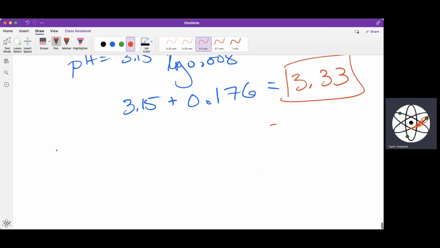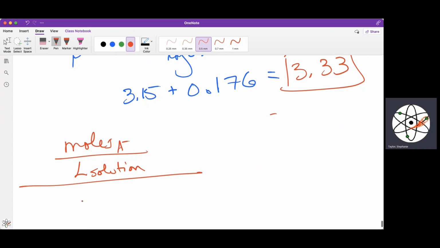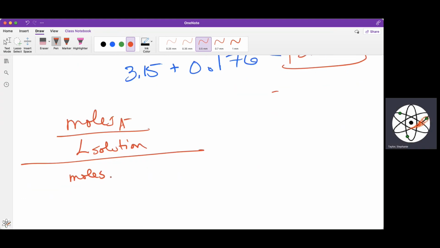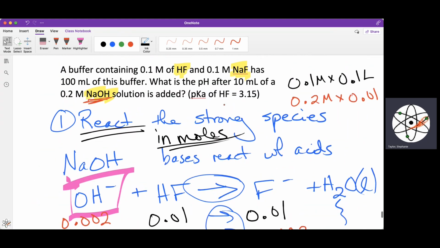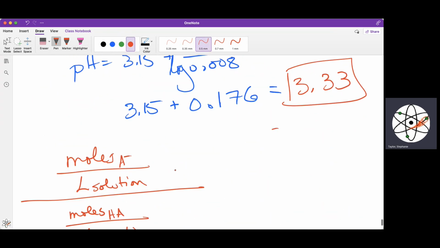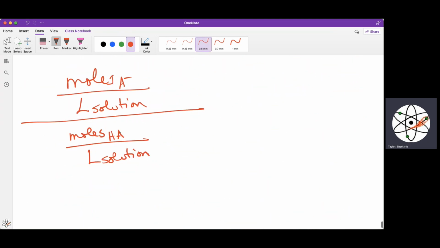For those of you that haven't seen it before, when we're doing this, this is basically the moles of A minus divided by liters of solution, divided by the moles of acid divided by liters of solution. That's molarity, right? Those liters would be the same because everything's happening in one beaker. So if I did go back to molarity, I would be dividing both moles by the same number.